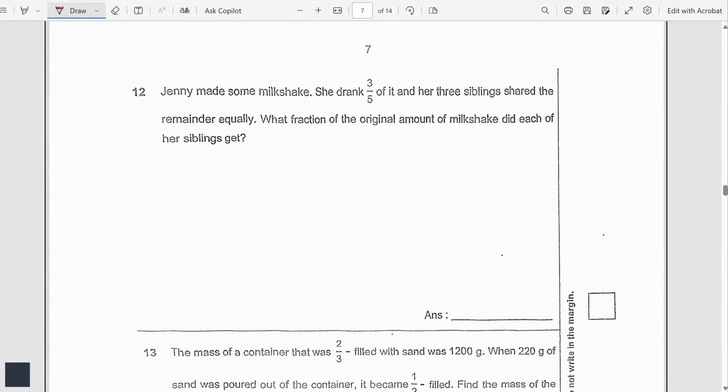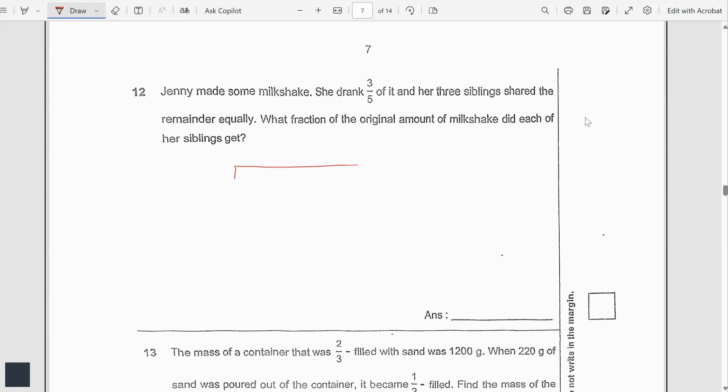Question 12. Jenny made some milkshake. She drank 3/5 of it, and her three siblings shared the remainder equally. What fraction of the original amount of milkshake did each of her siblings get? Okay, so firstly, we want to draw a model, cut it into 5 first because she drank 3/5.